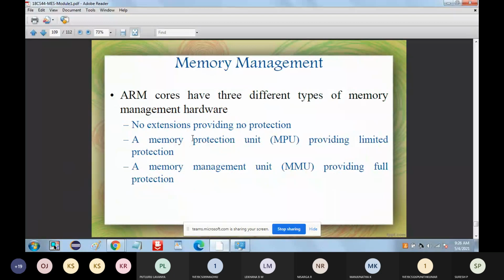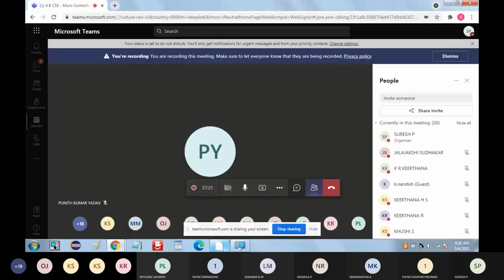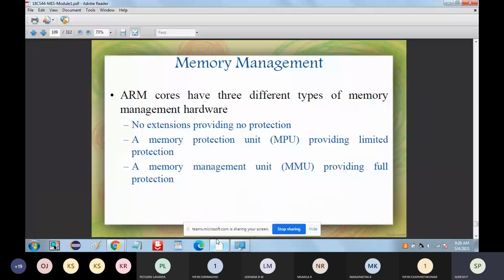So now, next coming to the memory management. Anybody having any doubt? Anybody having any doubt? Okay. So next, coming to the memory management.